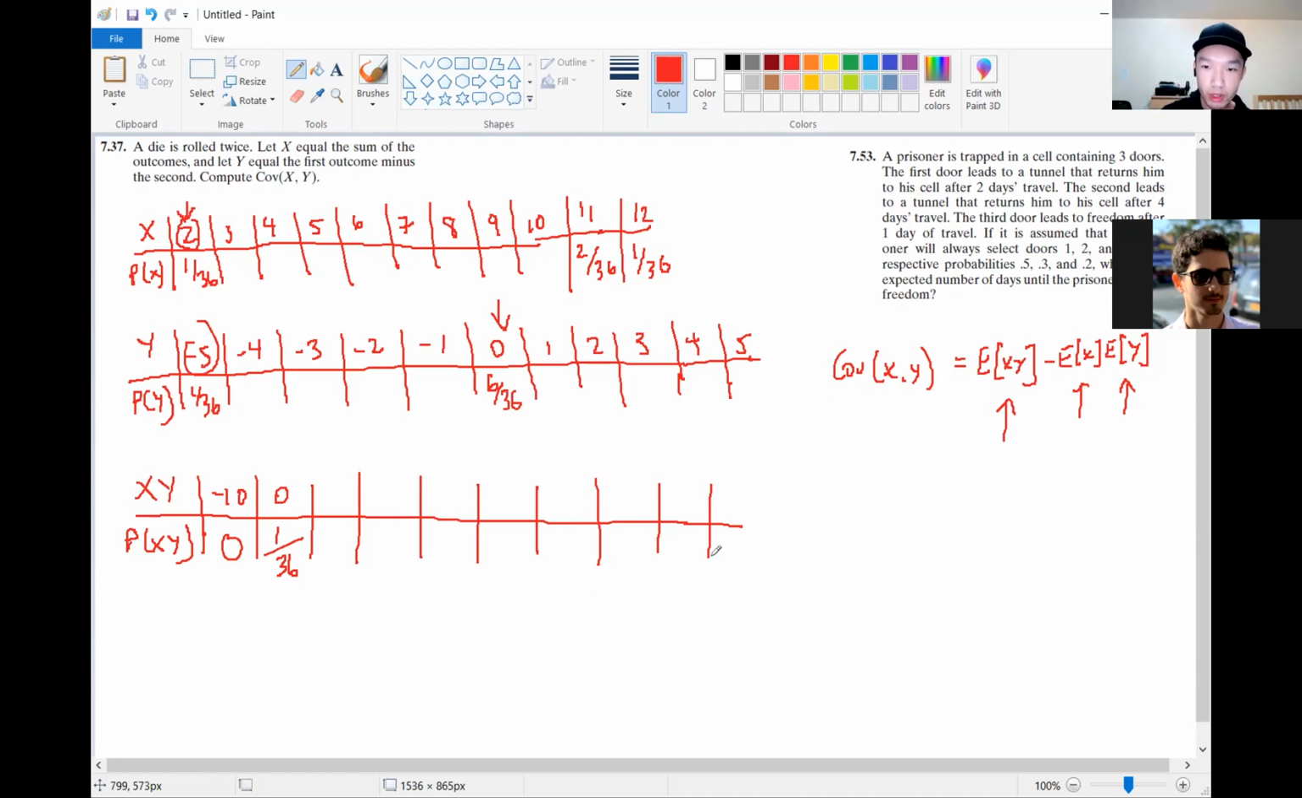So the expected value, like we all know, is just the summation of this number times this number plus this number times this number, and so on and so on. So that would be the process. I'm not going to go through all of it because that would take forever, but that's the main idea.